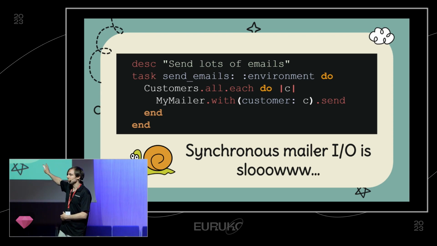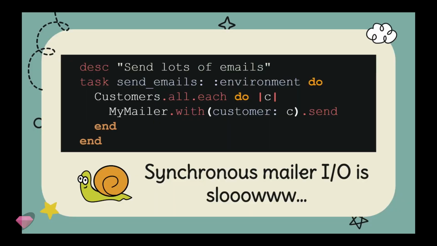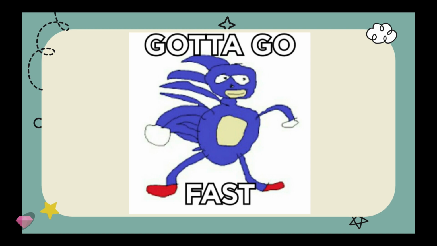So our task looks something like this, a very simple version, but we're going through the Active Record table and getting all the customers, and then we're calling some mailer class and sending the mail. Now, the problem with this is that the mail delivery API can be slow, and if we're sending hundreds of thousands of emails, this task will take a long time.